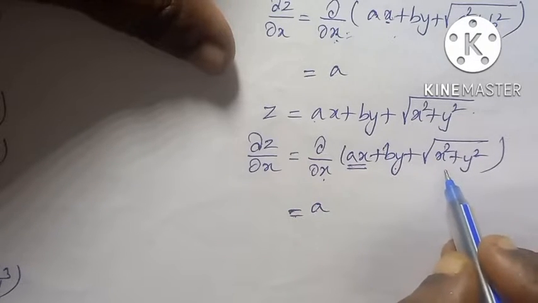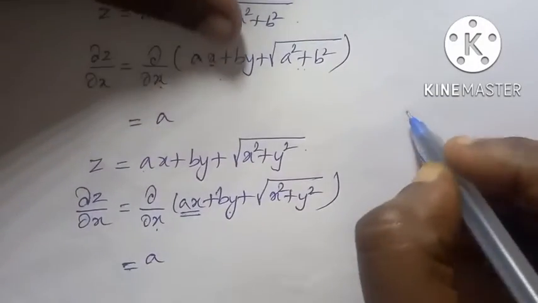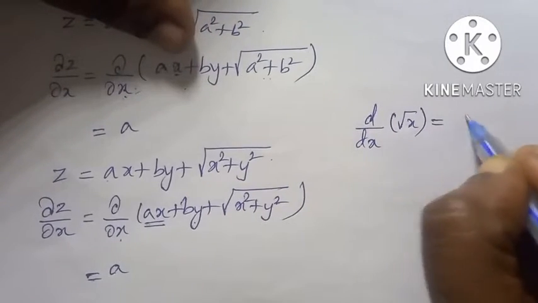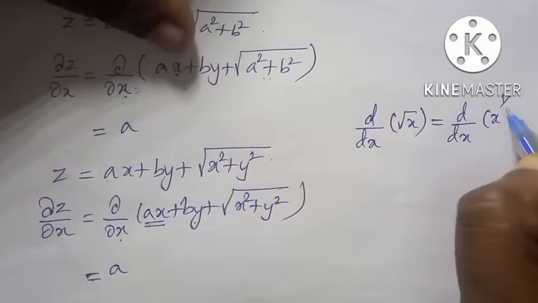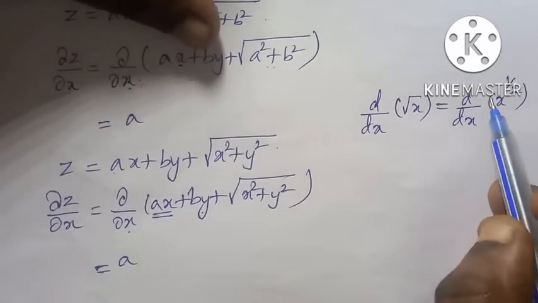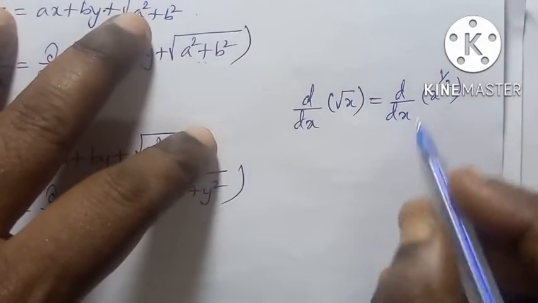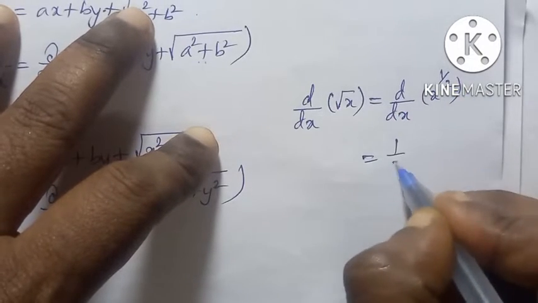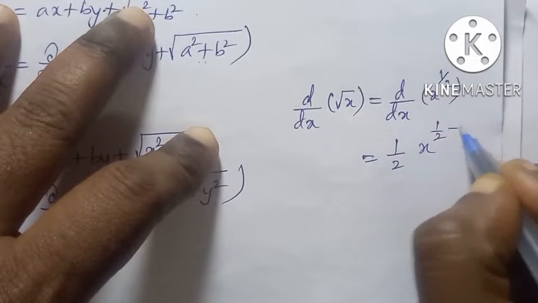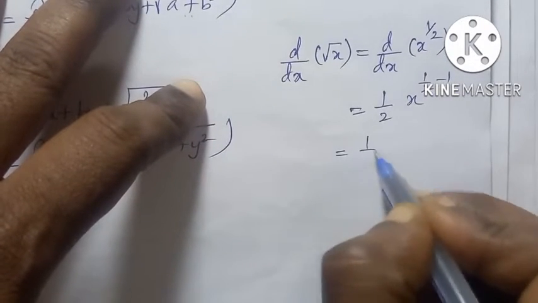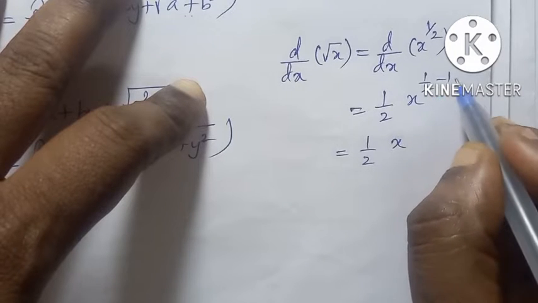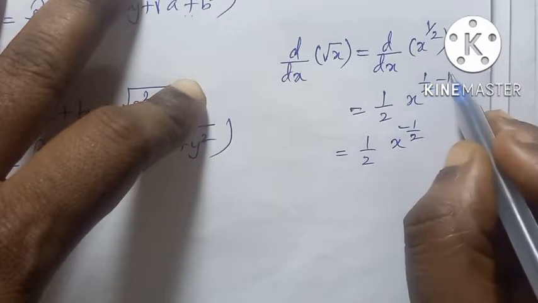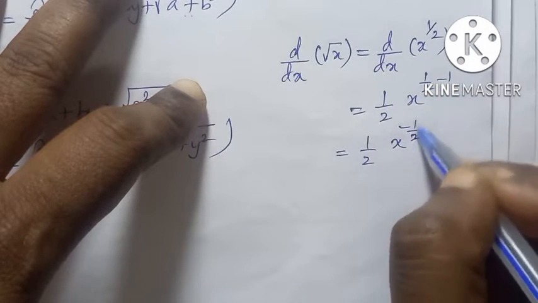When you differentiate √(x² + y²), you should know this formula. See, d/dx of √x. What is the differentiation of √x? We know the square root is power 1/2, so x^(1/2). Let us use the d/dx of xⁿ formula: n·x^(n−1). Which is 1/2 into x^(1/2 − 1). 1/2 minus 1 is −1/2, right? Take the LCM: (1 − 2)/2, which is −1/2.